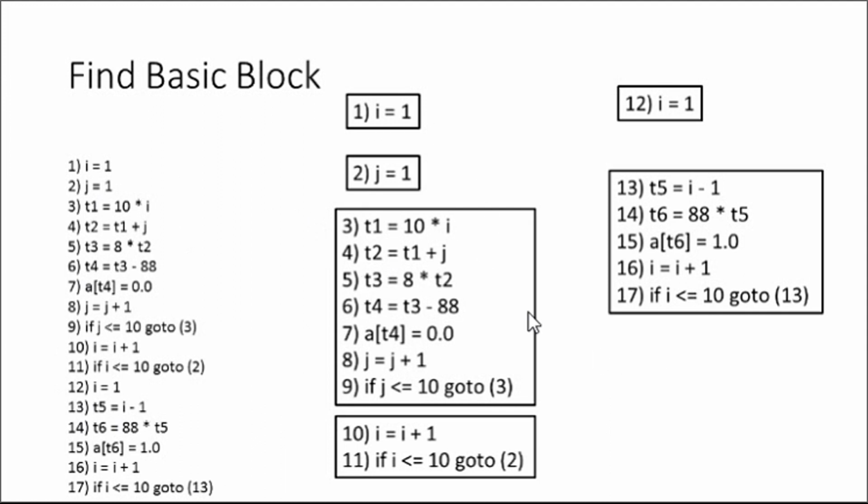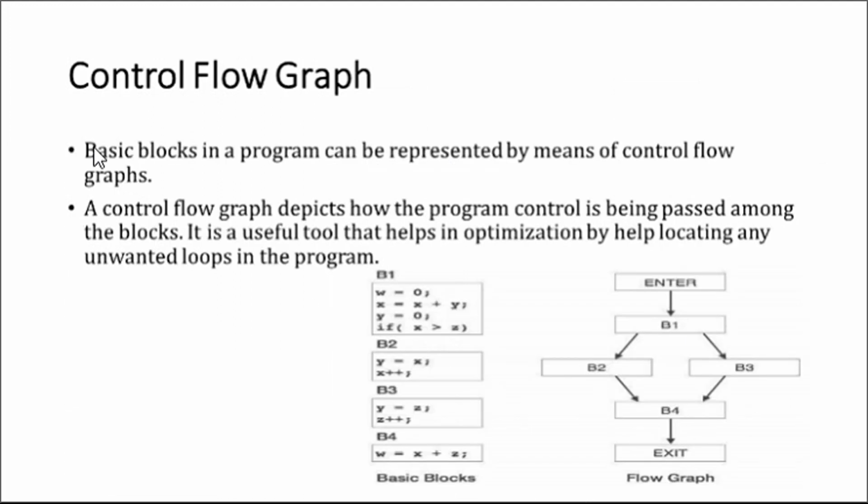Now we are going to give names to these blocks, like block B1, B2, B3, B4, B5 and B6. Then here, where there is a go to line number 3, this statement is going to be replaced with go to B3. This statement will be replaced with go to B2. Similarly, this statement becomes go to B5.